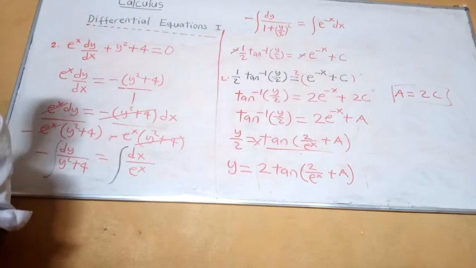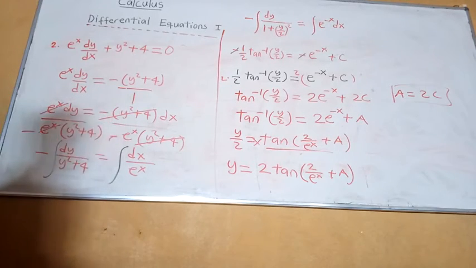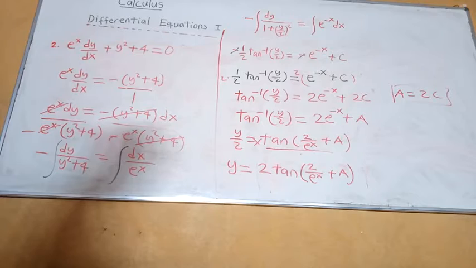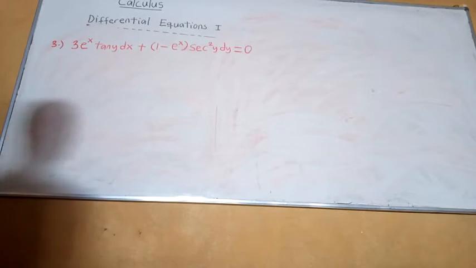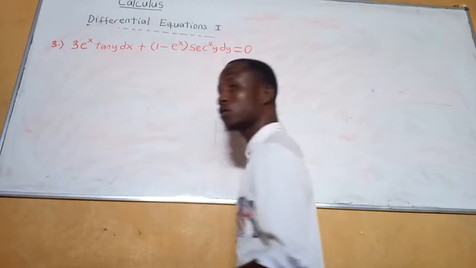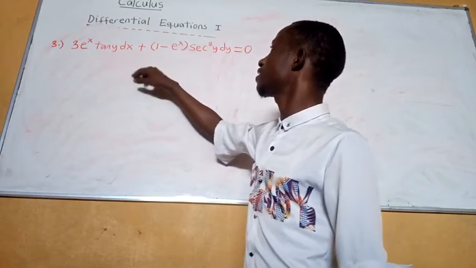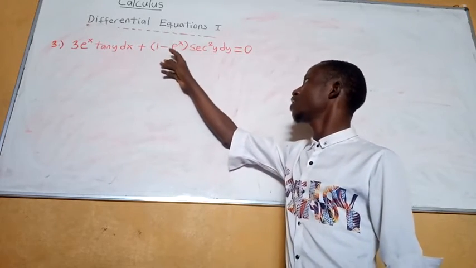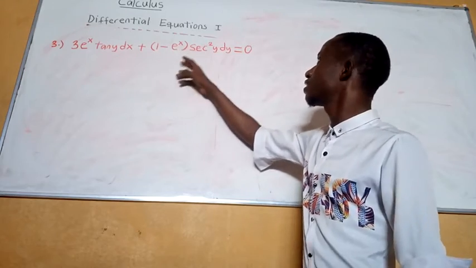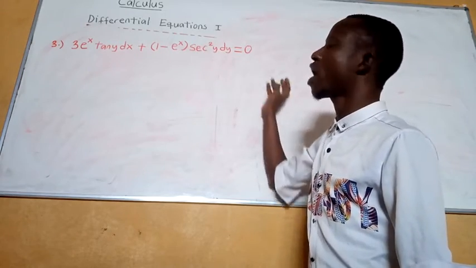So let us look at problem number 3. So let us see our third problem here. So here we have 3e to the x tangent of y dx plus 1 minus e to the x, close parenthesis, secant square of y dy equal to 0.